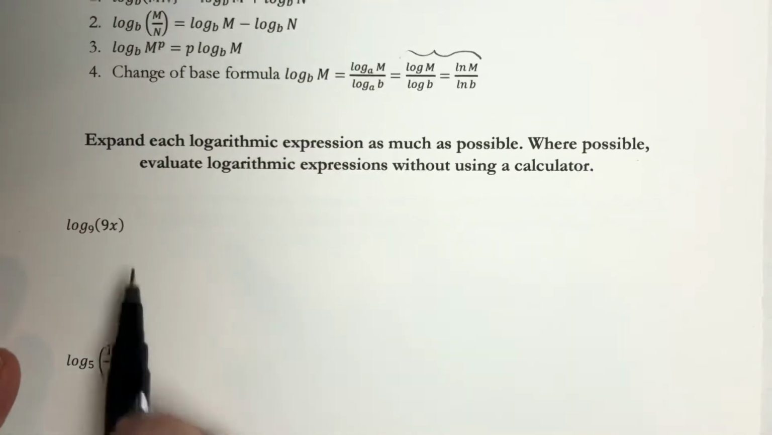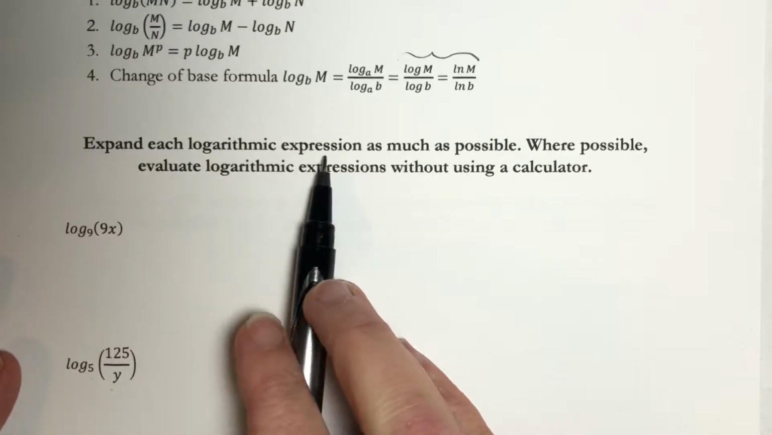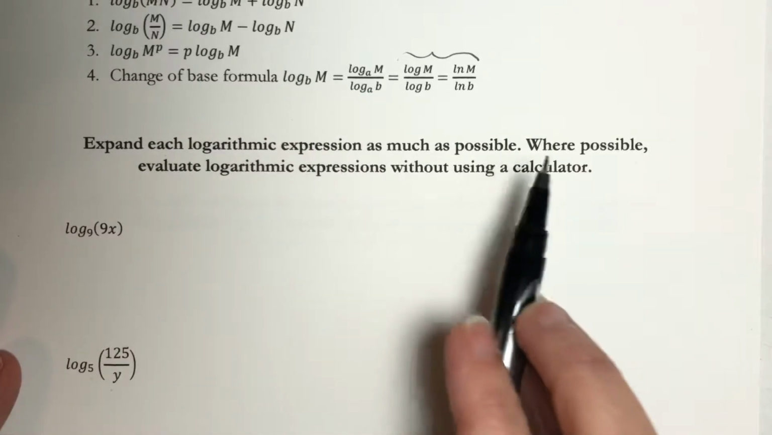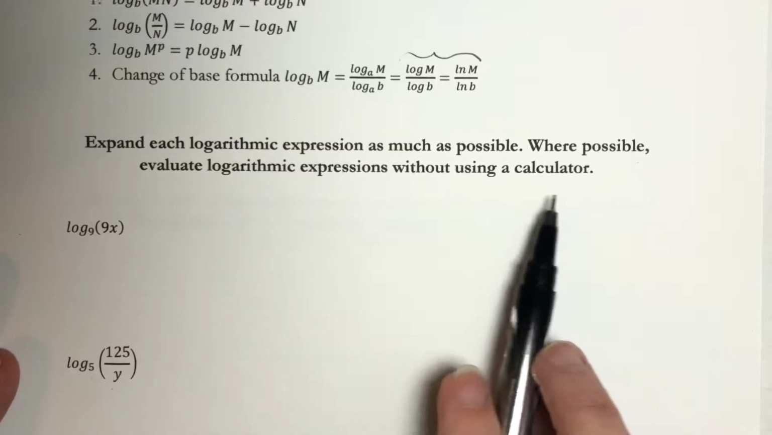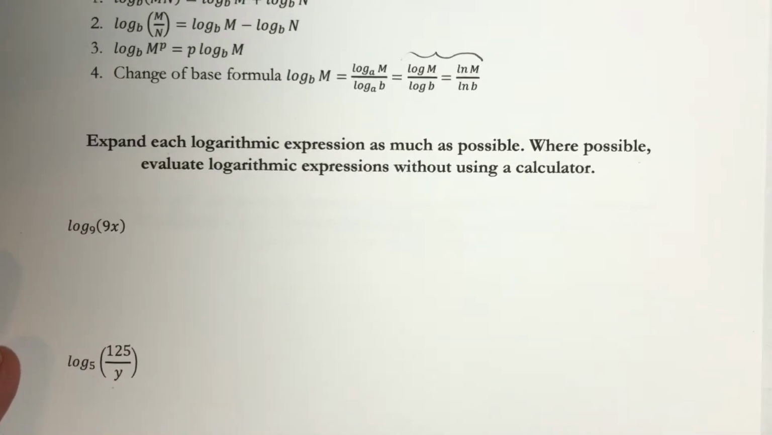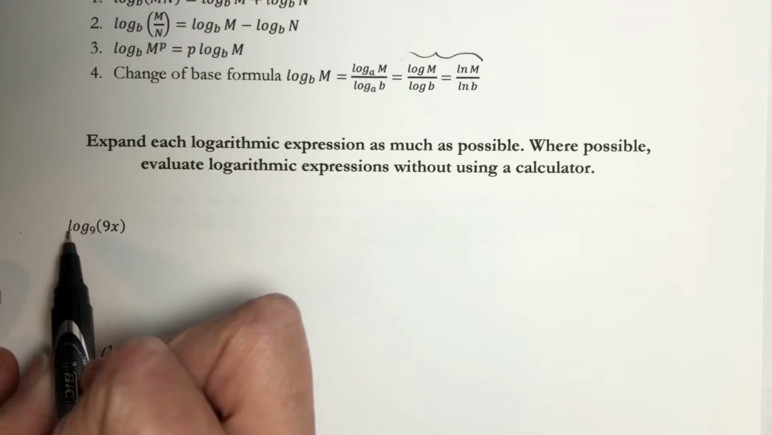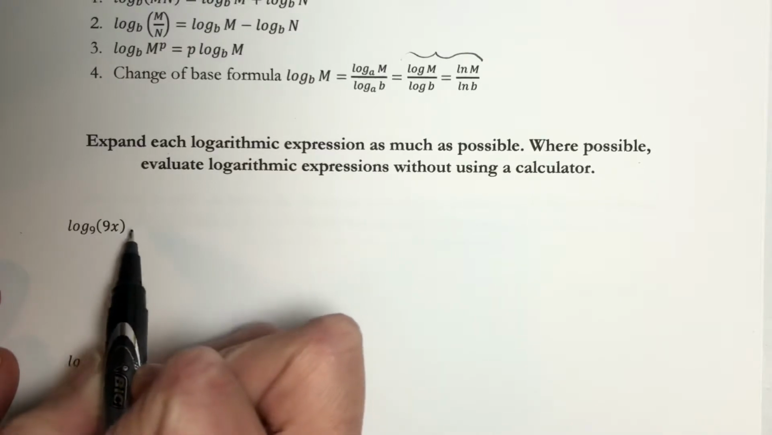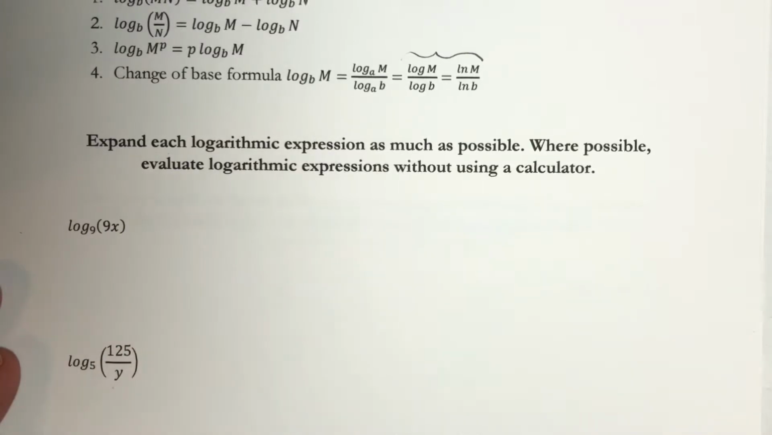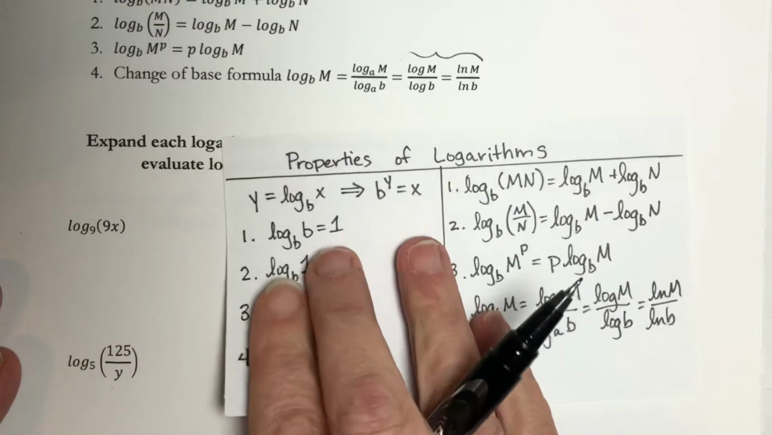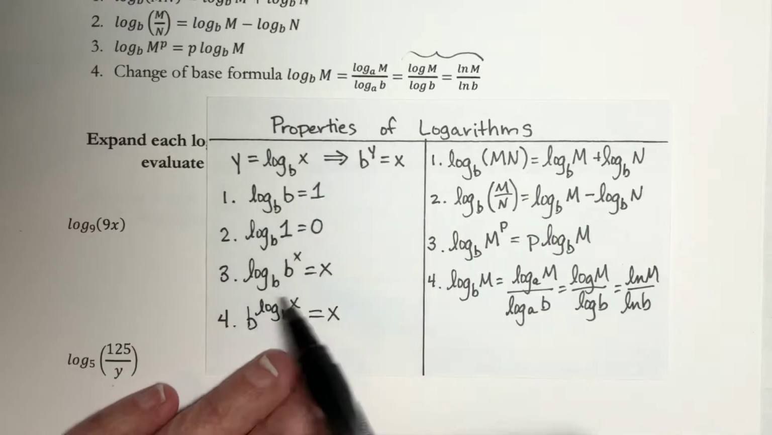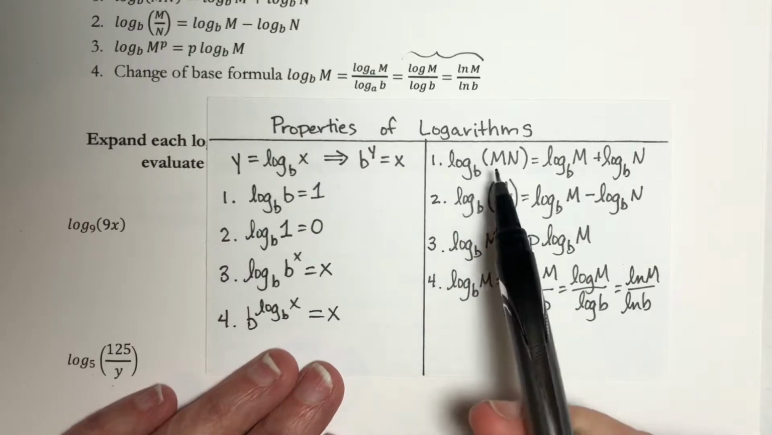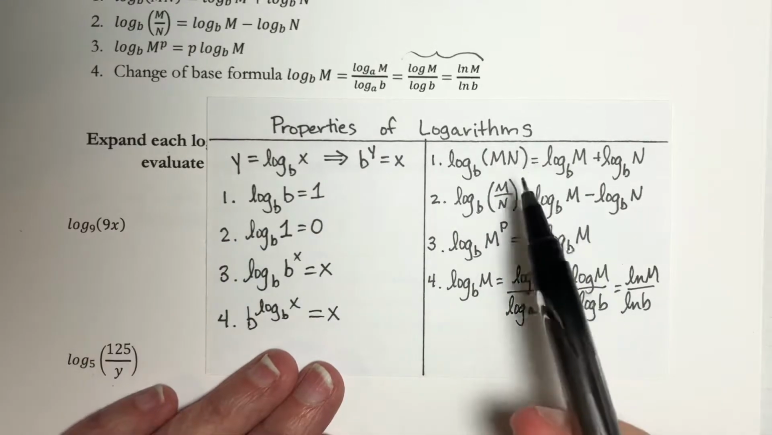All right. So let's expand each logarithmic expression as much as possible. And where possible, we will evaluate the logarithmic expression without using a calculator. So what I have right now is log base 9 of 9 times x. I have a card here with all the properties on it. These are the ones from this section. These are the ones from 4.2.